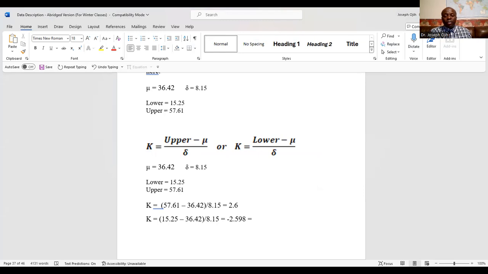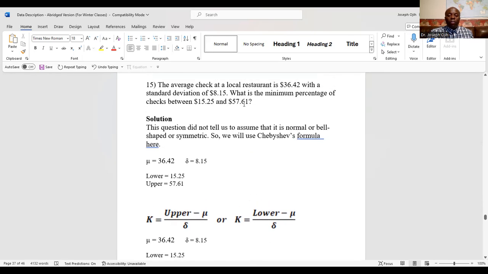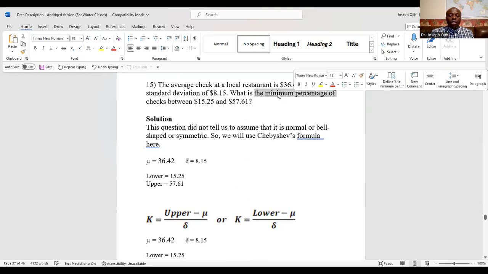K is usually written to 2 decimal places or 1 decimal place. So this is approximately negative 2.6. You can see that we got the same answer, 2.6. One is negative because it's on the left side. That's what it means. With this, we can now find our percent. But remember, what they're asking is to find the minimum percentage of checks.